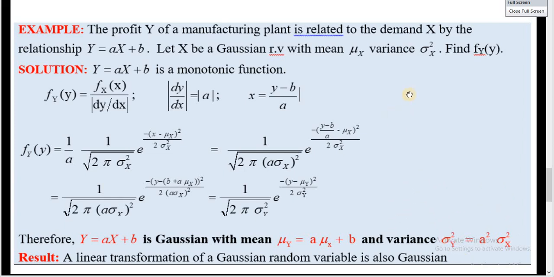This is another example of transformation of continuous random variables. For continuous random variables, we have to use this equation. We have steps: define the density function of x, define the derivative, make the inverse substitution, and in this case you will have the answer in terms of y.